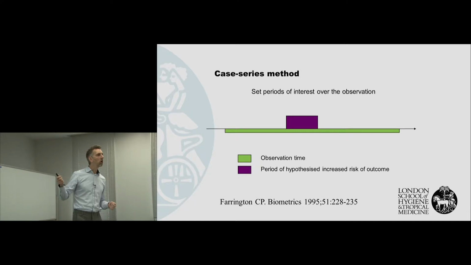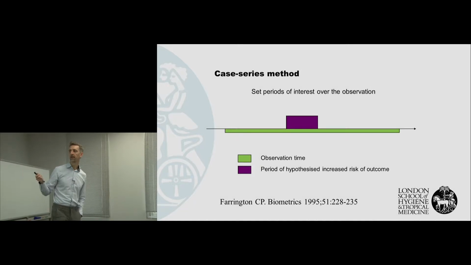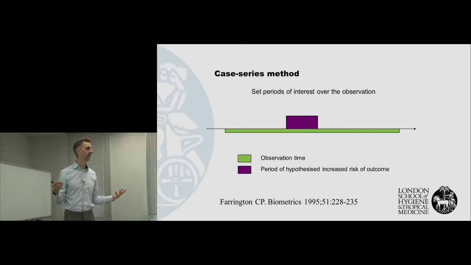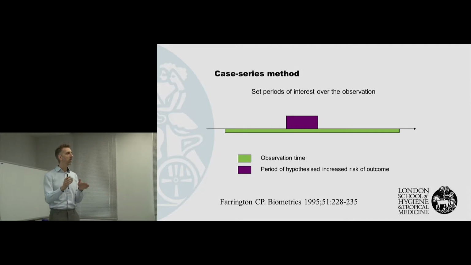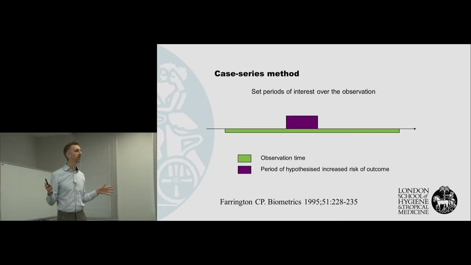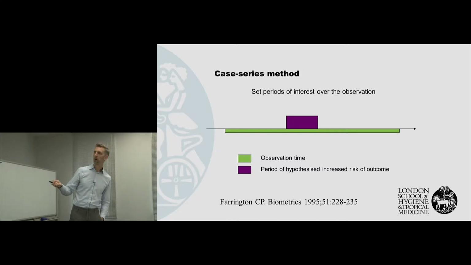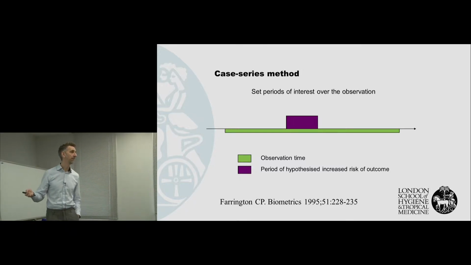We then look over that period of time at when they had the exposure that we're interested in. We call that the period of hypothesized increased risk of having the outcome. We can separate that period of time out from the rest of the observation period. So where we've just got green, this is our baseline. Where we've got purple, this is our increased risk time, and then it goes back to just green, more baseline time.